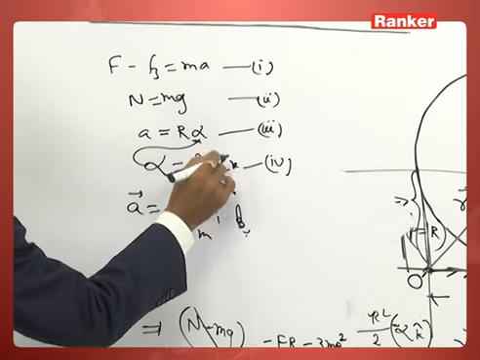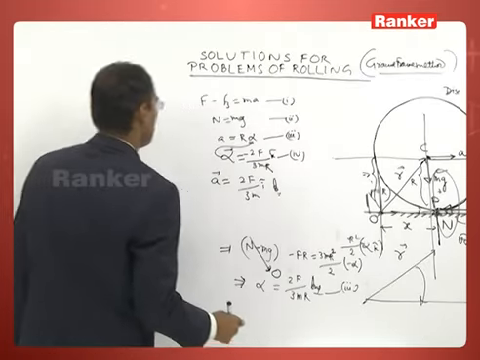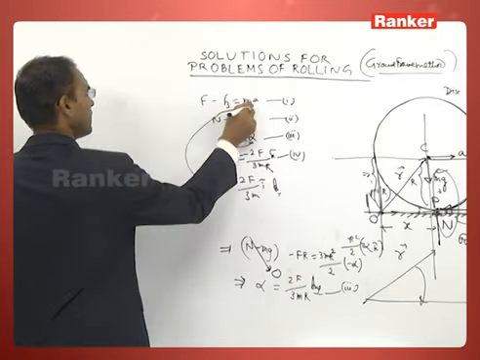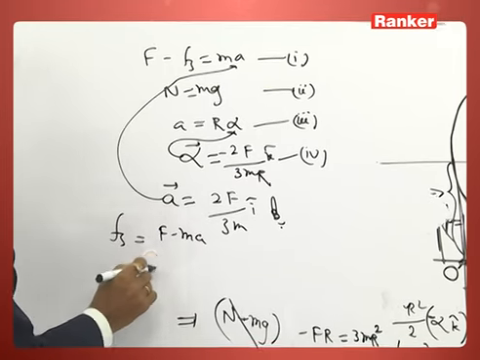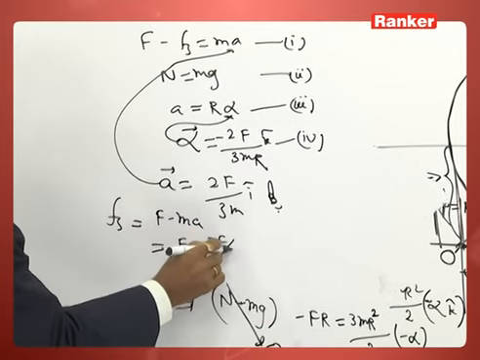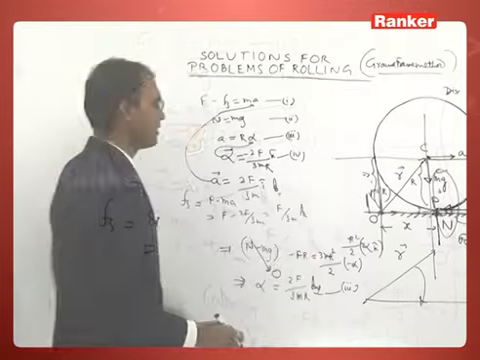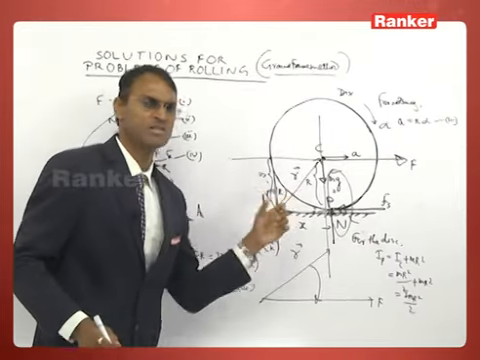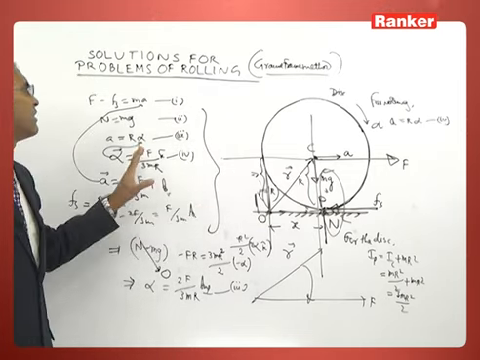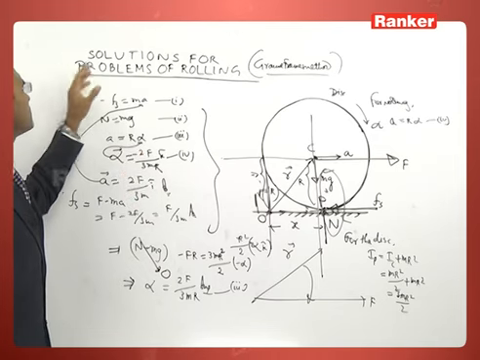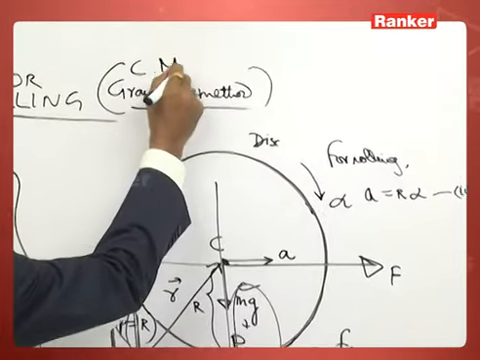Alpha is equal to minus 2F by 3mr k cap. And substituting acceleration here, you can get Fs is equal to F minus ma. A is equal to 2F by 3m. This gives us F by 3m as the answer. In which direction? Since it is positive, our assumed direction of friction is correct. So in this way also you are getting exactly the same answers that we obtained by using the center of mass frame method.